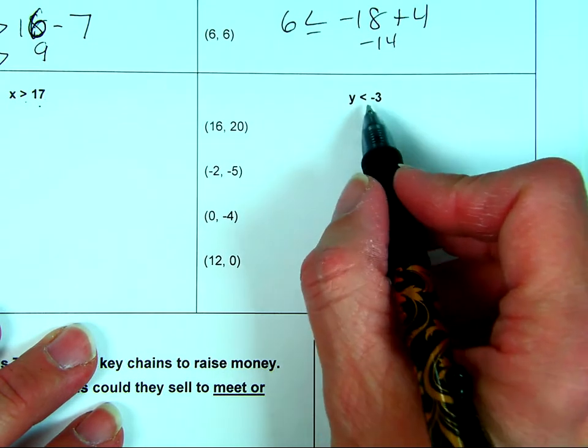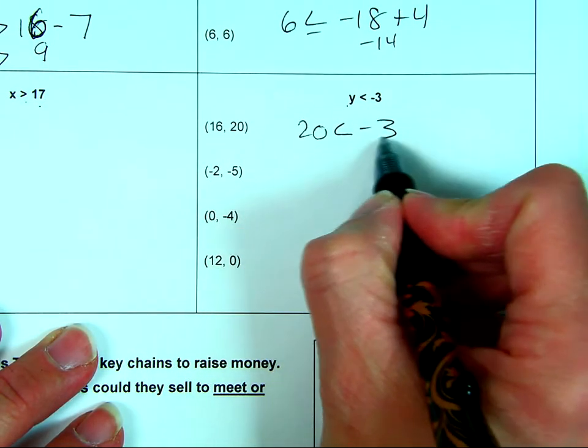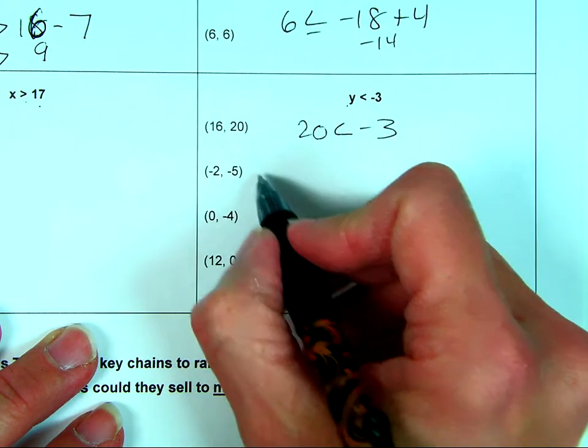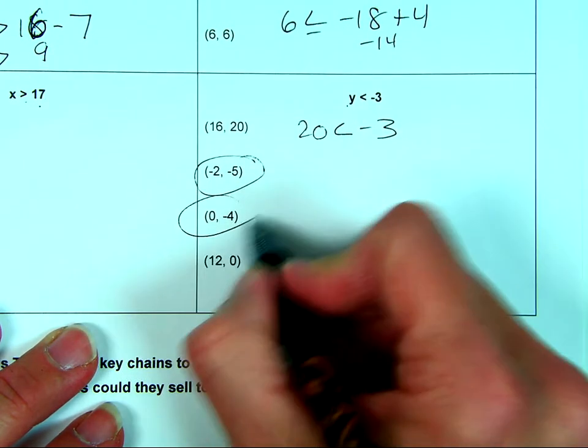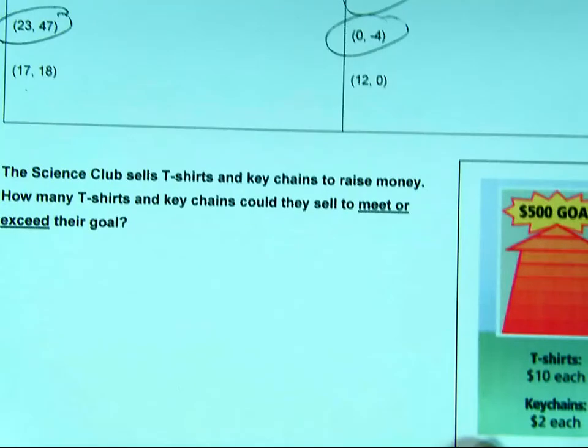So we're just looking at the y. Is 20 less than -3? Nope. Is -5 less than -3? Yes. Is -4 less than -3? Yes. Is 0? No. Okay, so on to a little bitty word problem.